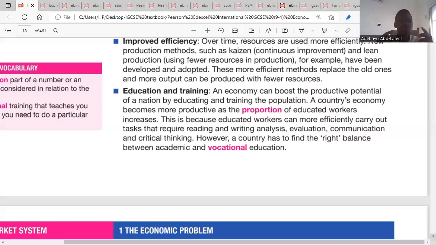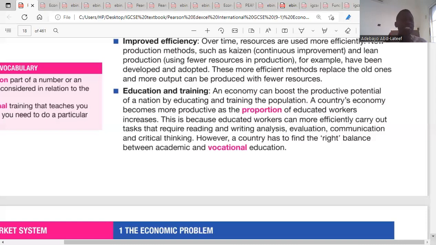So if I need you to carry out a specific task and it is not part of your educational background, you need to be trained for that. That is vocation. So we need to train you specifically for a skill to carry out a particular task. That is vocation. Is it clear?